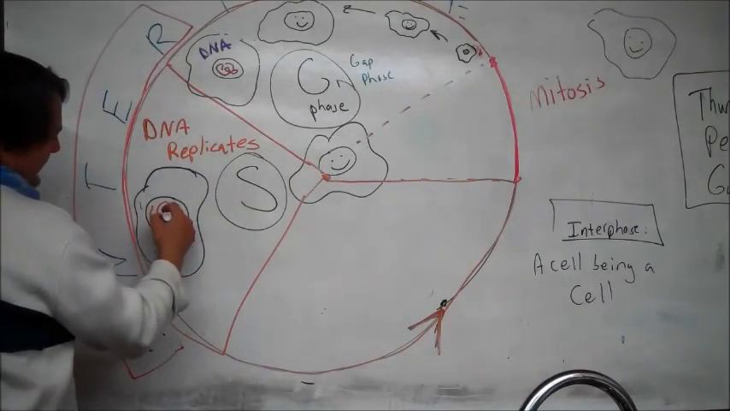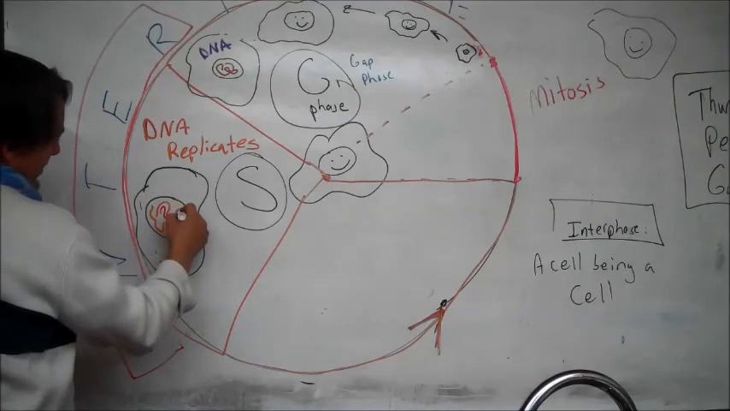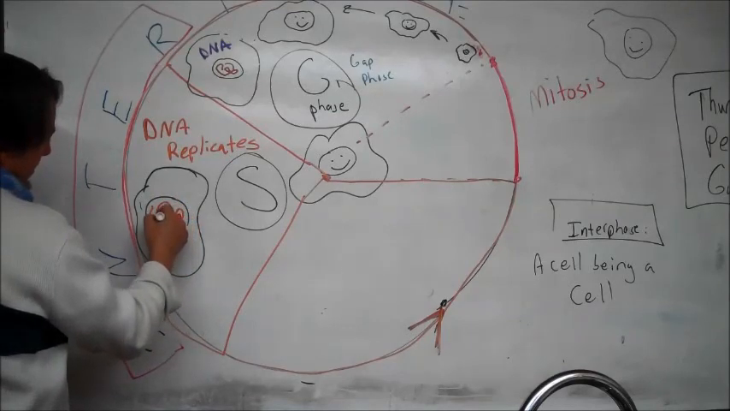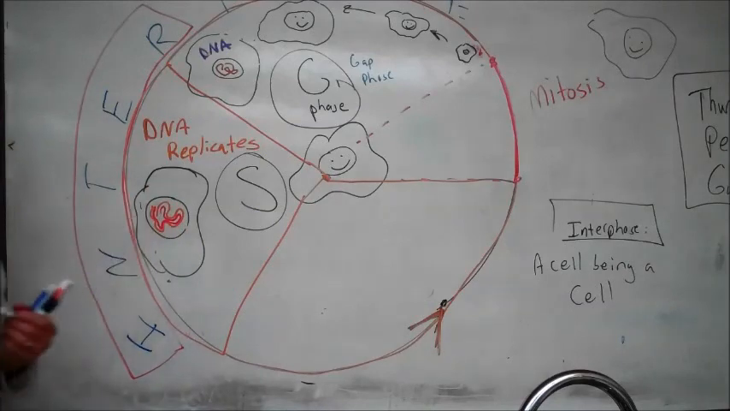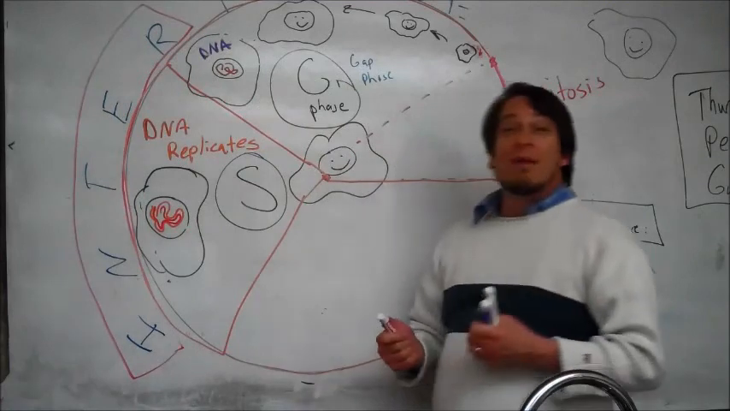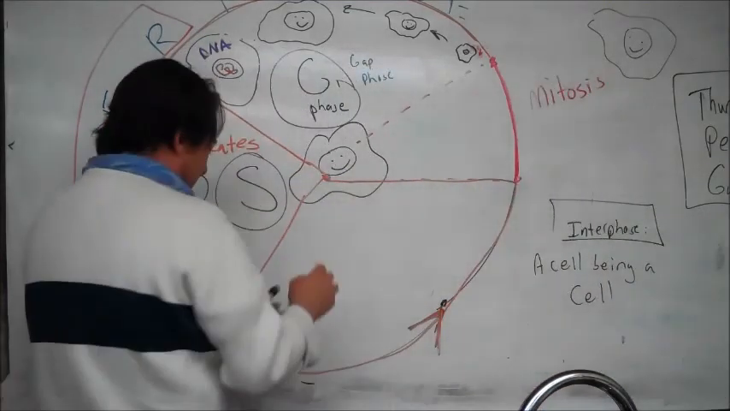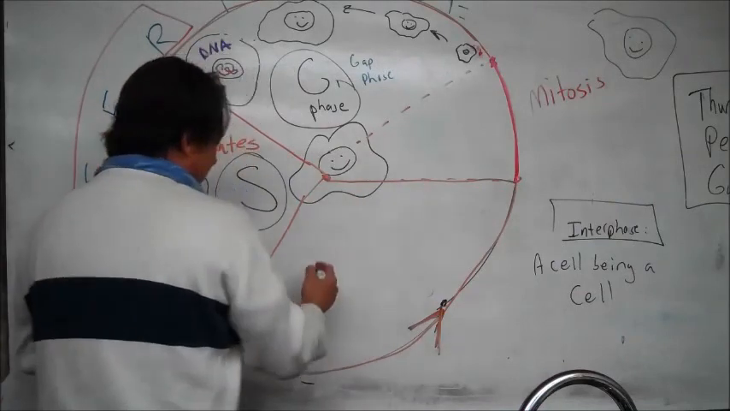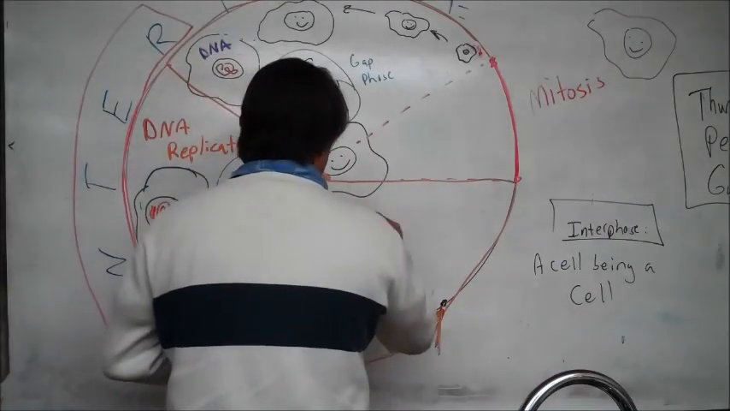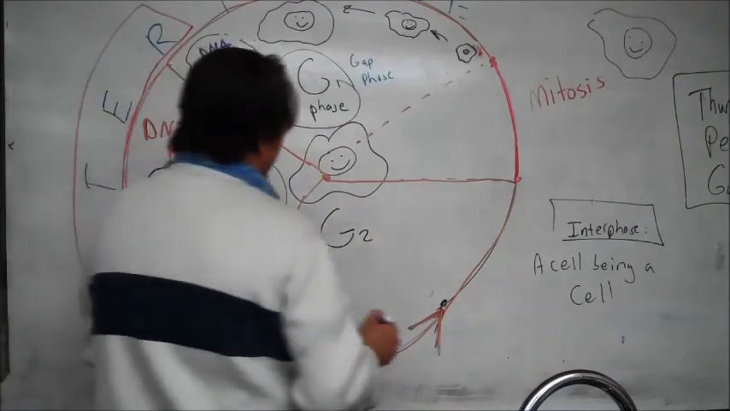So what happens is that the information copies itself into an exact copy. Okay? And so that's all that happens in S. After the S phase, Jimmy is basically ready to go, except he has to take care of a little business. So we have the G2 phase. Whoa! We have the G2 phase, and that's the second gap.